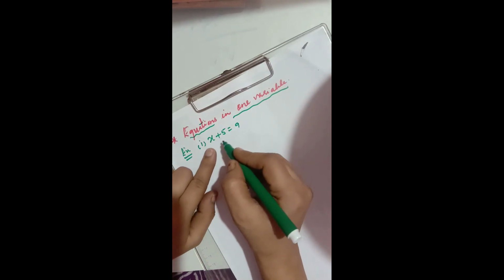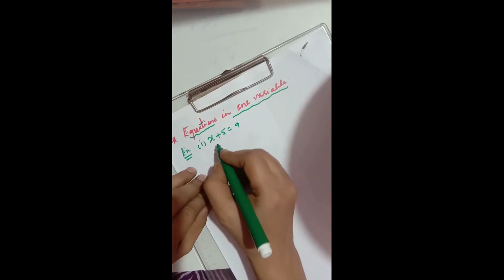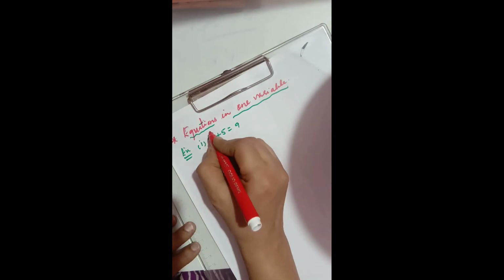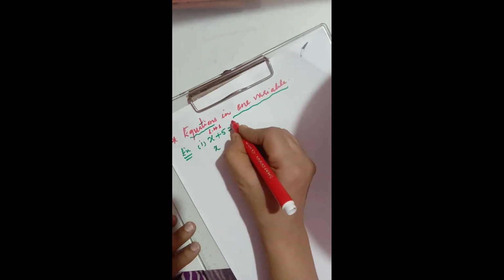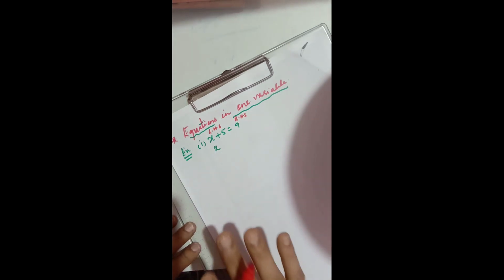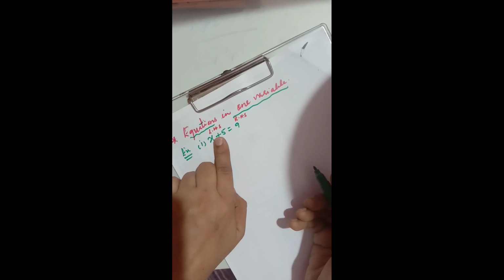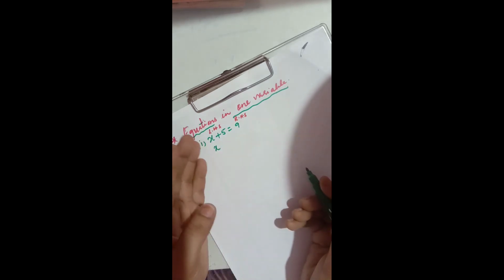Now you can see this side, that is x plus 5 is equal to 9. This x plus 5 is called the left hand side of the equation, and 9 is the right hand side of the equation. Here on the left hand side the variable x is there. Solving the equation means we are going to solve and find the value of x.